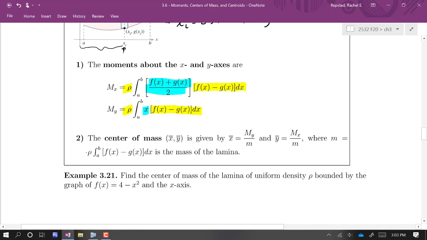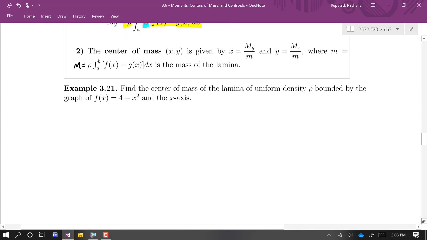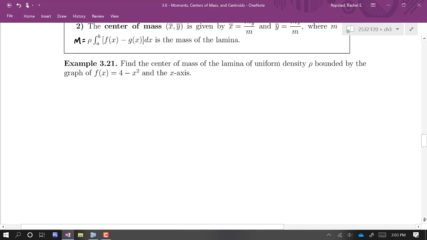At the end, m equals just rho times the area. That gives us the area of the whole planar lamina. So let's do an example. In example 3.2.1 here, we want to find the center of mass of the lamina of uniform density rho, bounded by the graph of f of x equals 4 minus x squared and the x-axis. So I guess the x-axis would be g of x equals 0.